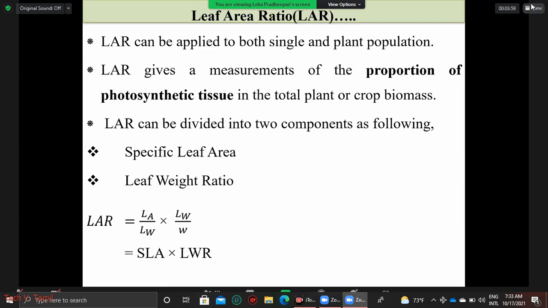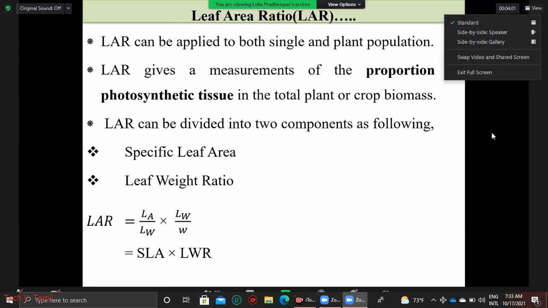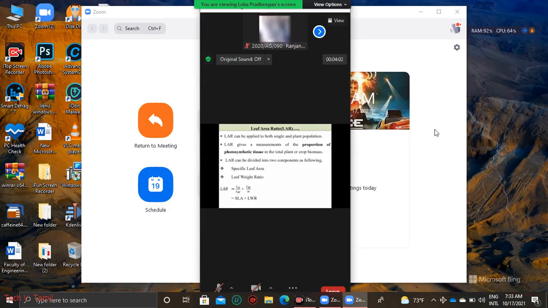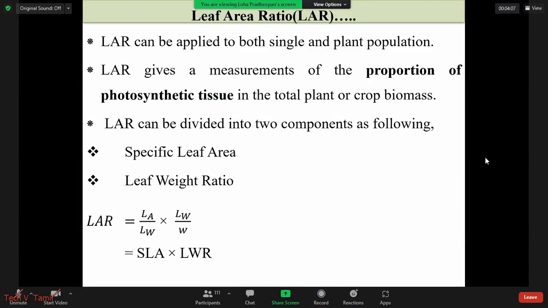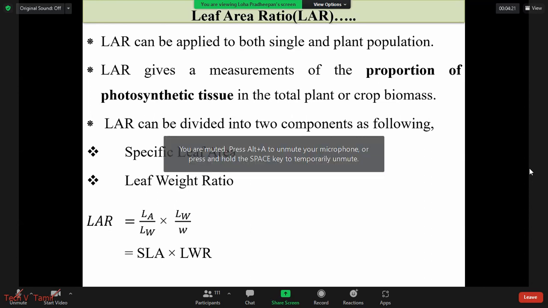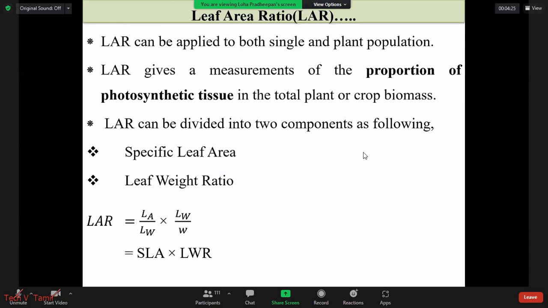Sometimes they can give the measured data to calculate the specific leaf area and also to calculate the leaf weight ratio. Then if they ask how can you calculate the leaf area ratio, simply multiply the specific leaf area with the leaf weight ratio, and that will give the leaf area ratio. So in practicals, this type of question is possible.